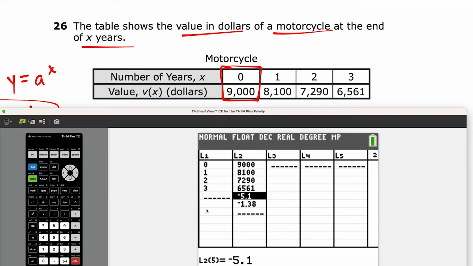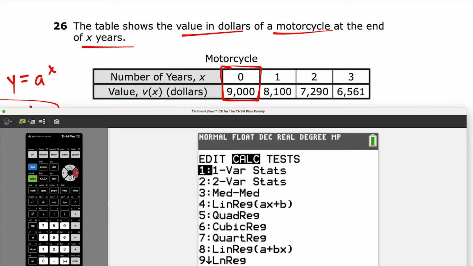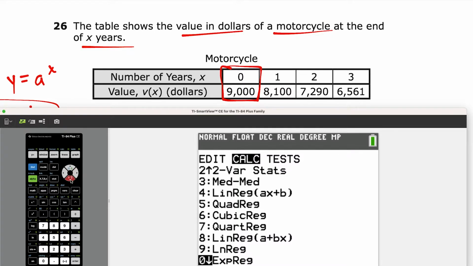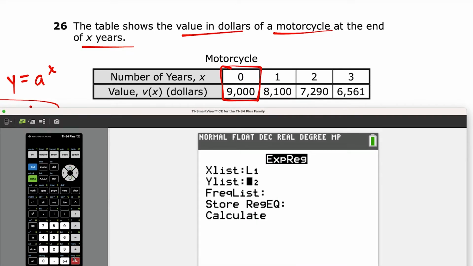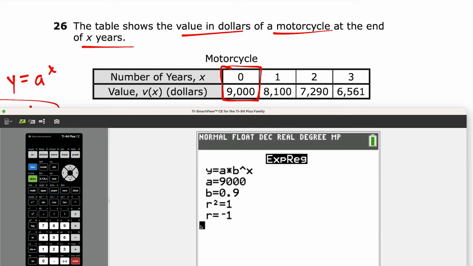Now, just in case you missed that, when you want to get rid of these extra values, just press delete like this, and that'll clear out the table. So now we go to stats, calculate, and we're calculating an exponential regression. So that's option 0 on this calculator. So I press enter, and then I keep pressing enter, and this is all the data we need.